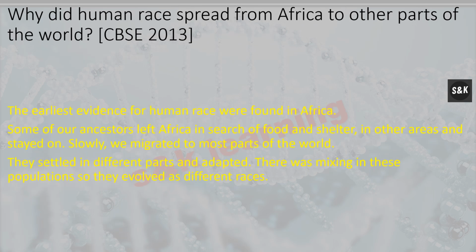Why did the human race spread from Africa to other parts of the world? The earliest evidence for the human race was found in Africa. Some of our ancestors left Africa in search of food and shelter in other areas and stayed on. Slowly we migrated to most parts of the world. They settled in different parts and adapted. There was mixing in these populations, so they evolved as different races.